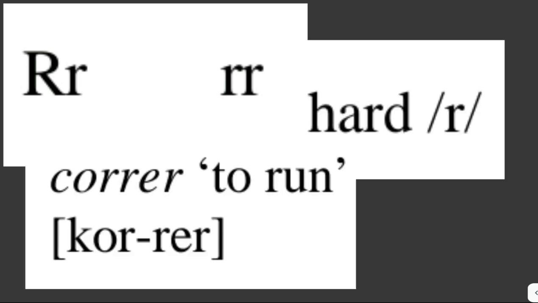The next letter is still R, but this one is double R. So we pronounce this with a roll of the tongue. This is hard R. For example, correr, which means to run. Correr.